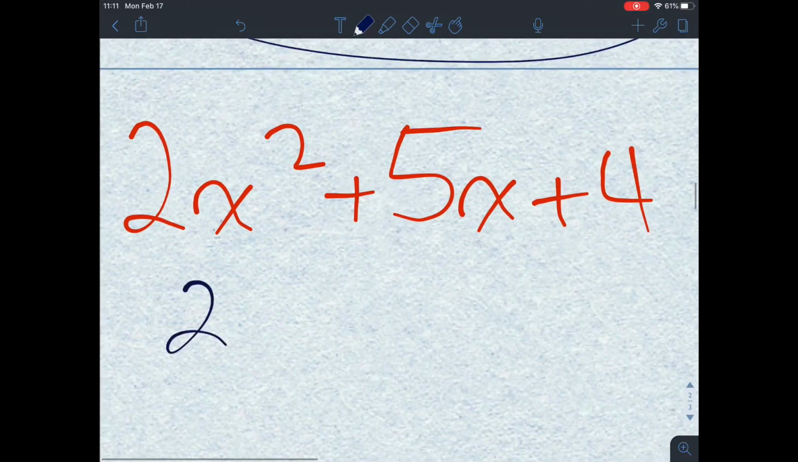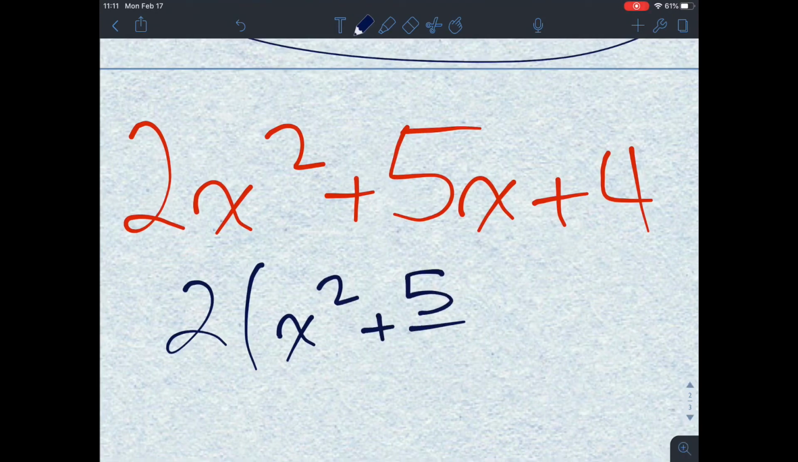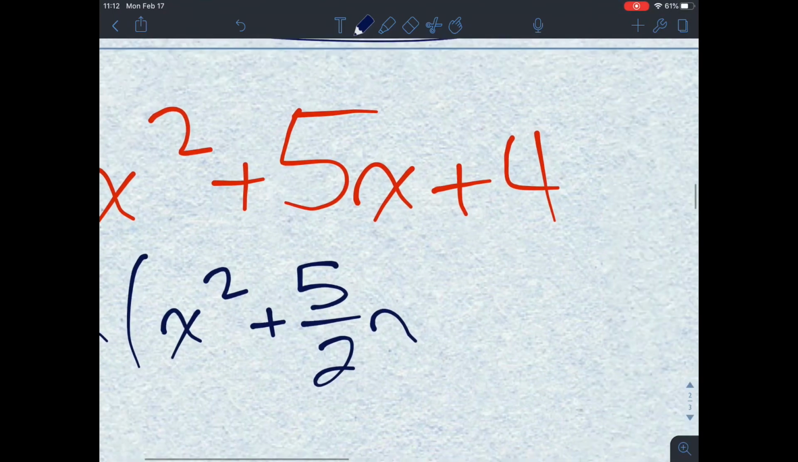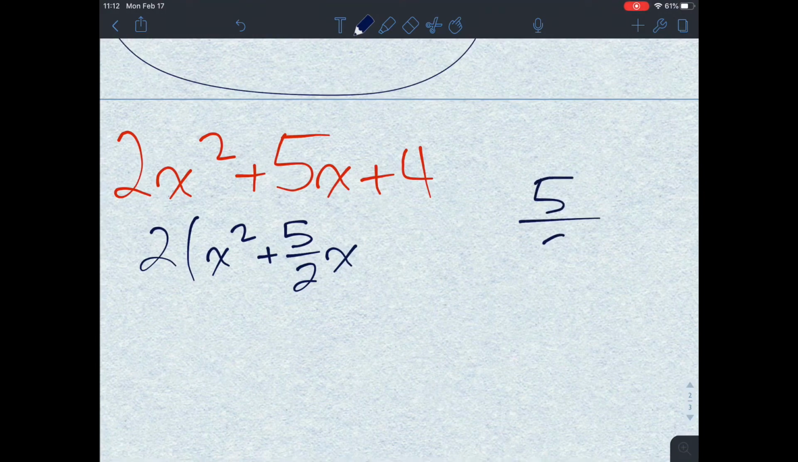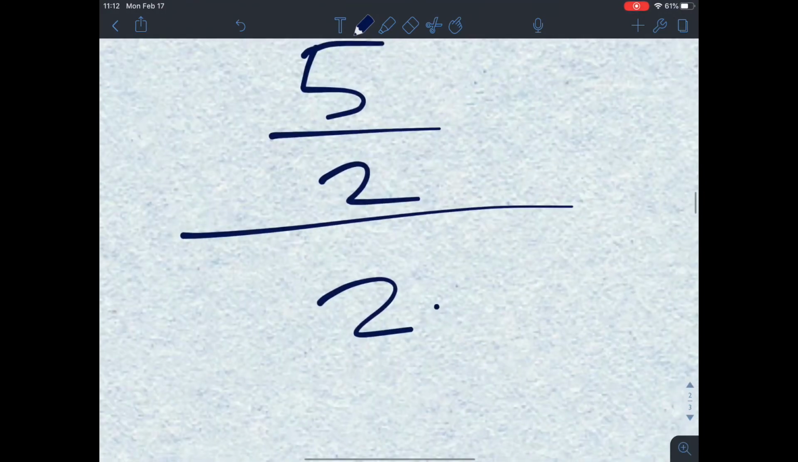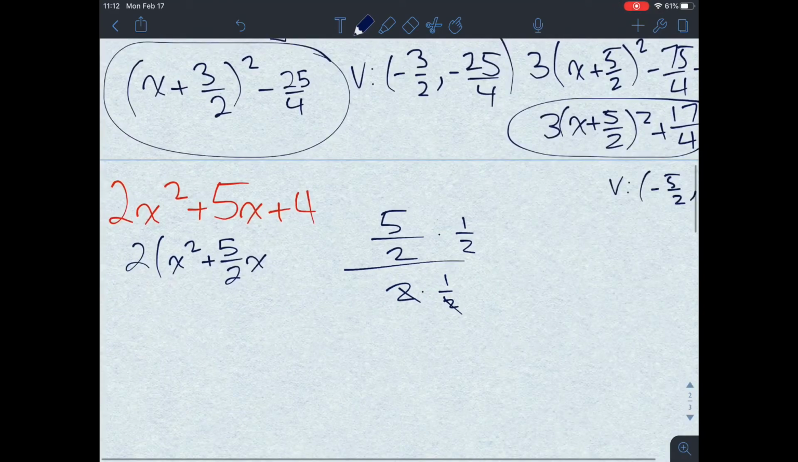So let's do the 2 and then x squared. Actually, I think we do need to take out the 2. I think I'm thinking about a different problem when I'm saying we don't need to take it out, but don't really worry about what I'm saying. So we have to divide 5 over 2 by 2, and when you do that, 5 over 2 over 2, we have to multiply both sides by 1/2, and we would get 5 over 4.